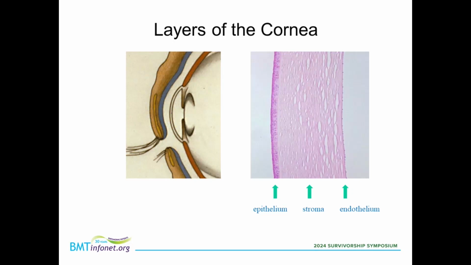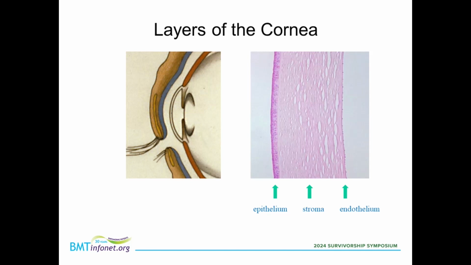The cornea consists of layers. It has an outer layer, which is composed of cells of epithelium that replace themselves pretty rapidly. 90% of it is the stroma. If the stroma gets involved, you end up with scarring and distortion of vision. And the very bottom layer, which we're not going to talk about, the endothelium.